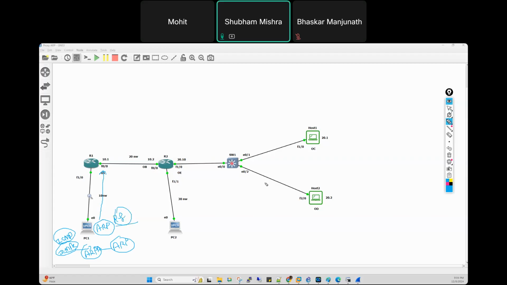Yes, sir. This is the ARP request. PC number 1 generates the ARP request. This ARP request reaches R1. R1 generates the ARP reply. Done? R1 and PC1 both exchange the ARP. So when PC number 1 receives the ARP reply, PC number 1 immediately makes the entry in which table? ARP table. Yes or no?